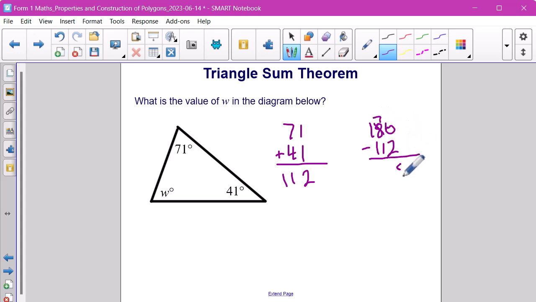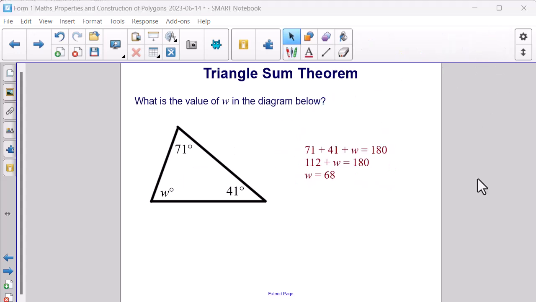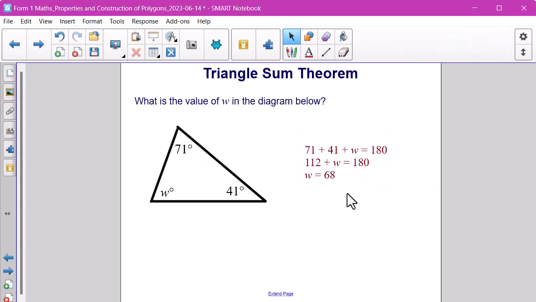we end up getting 68 for the value of w. We don't need the degree symbol because the degree symbol is already in the diagram after the variable. And here's the solution to our example, and it does indeed match the solution that we found when we worked it out by hand.